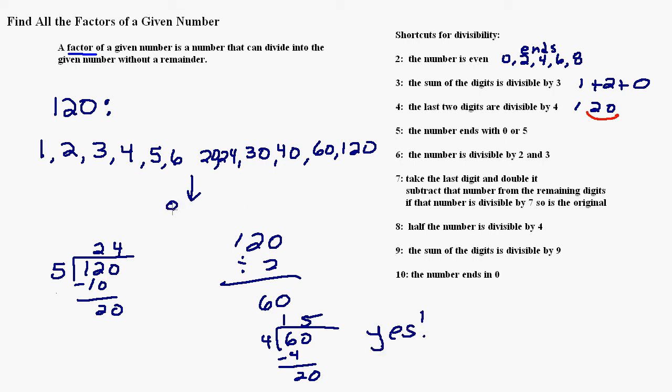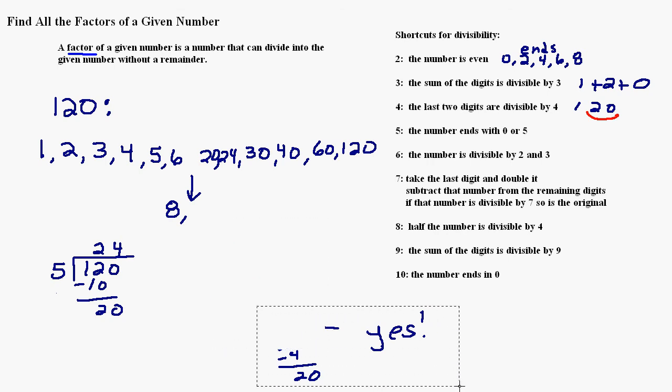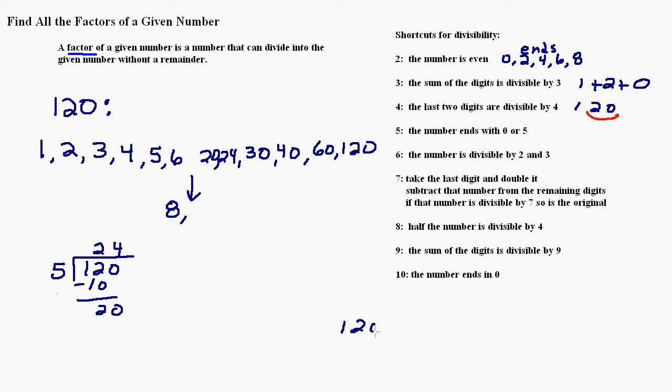So I'm going to have to figure out how many times does 8 go into 120. I picked a number with a lot of factors, didn't I? We should be getting close to the end here because 6 and 20 are pretty close. Let's see. So we got to figure out how many times 8 goes into 120. Looks like 15. So we're down to 8 and 15.